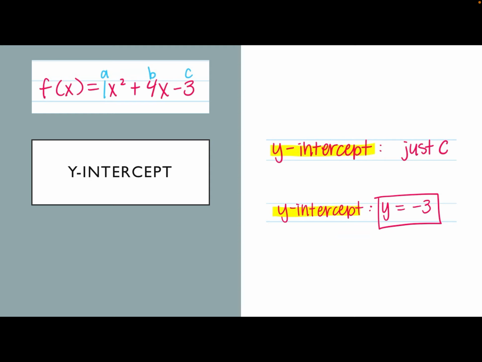First thing is the y-intercept. I'm keeping the equation up at the top, and then over to the right, we're going to find each thing. To find the y-intercept, it's simply the number, whatever c is. Here, c is -3, and so I just wrote the y-intercept is y equals -3. The y-intercept is pretty easy. Just identify that c number and make sure you have y equals -3 because it's on the y-axis. Let's see what else we can find.